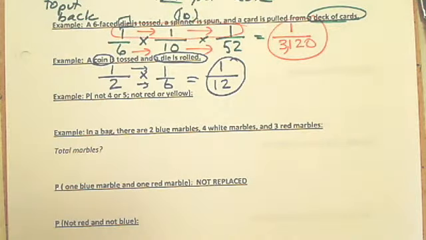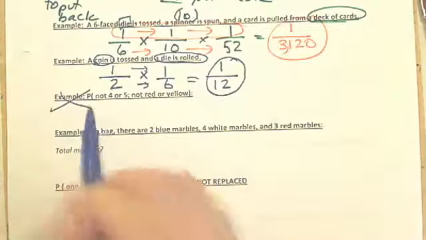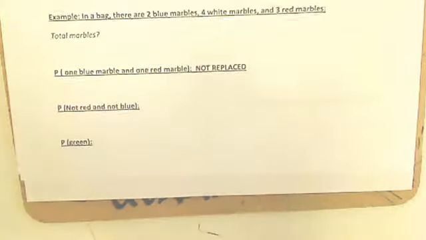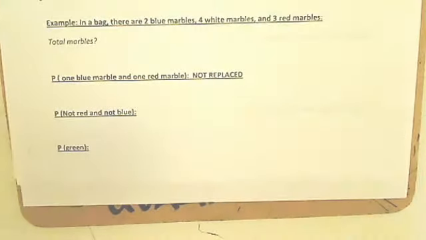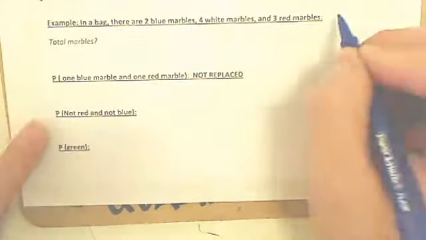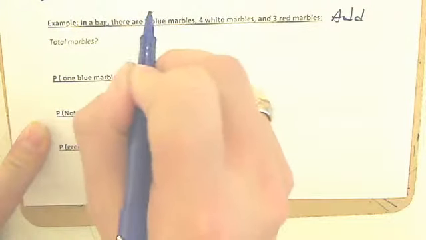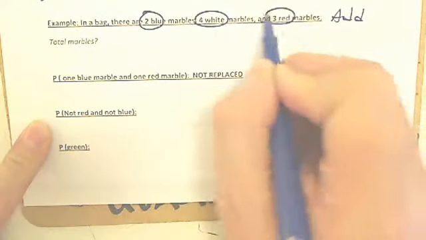Here, skip this one. All right, let's go down to the marbles here. The marbles question, because these are the ones that usually are asked. In a bag, there are 2 blue marbles, 4 white marbles, and 3 red. When a question like that is posed, these are easy. First, we have to figure out how many there are, right? So here, we need to add up the blue and the white and the red.